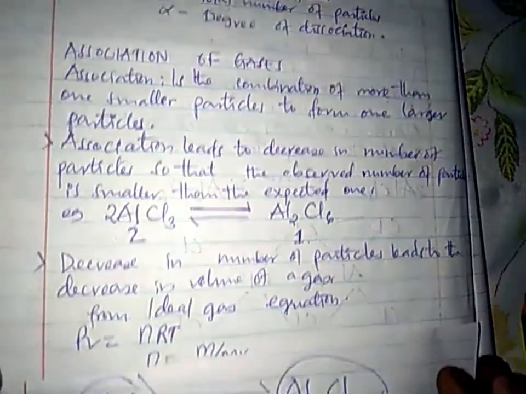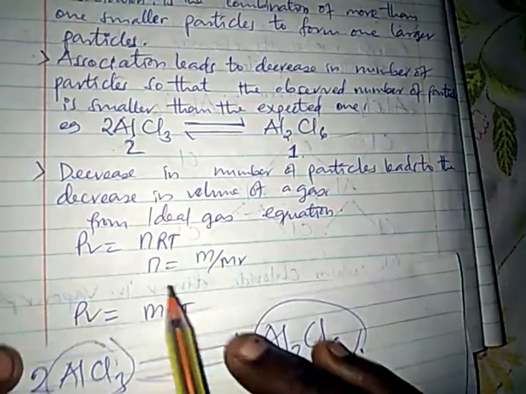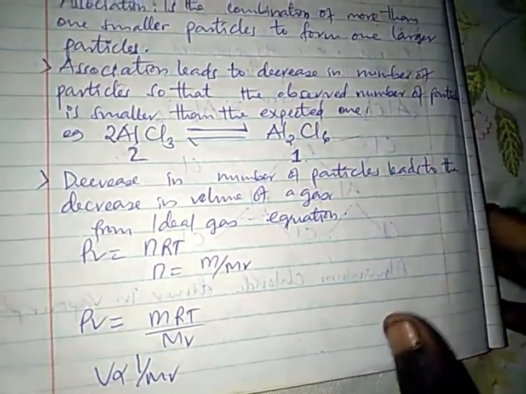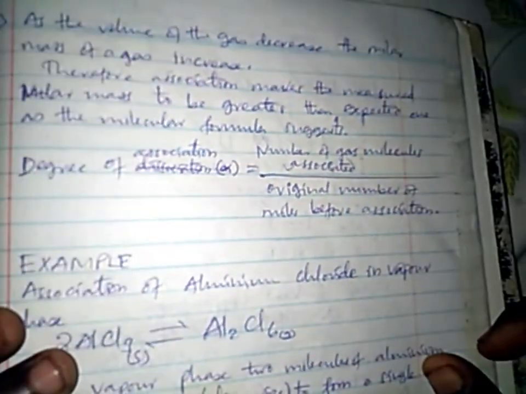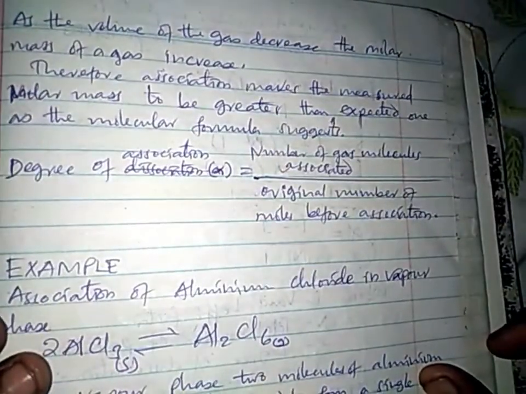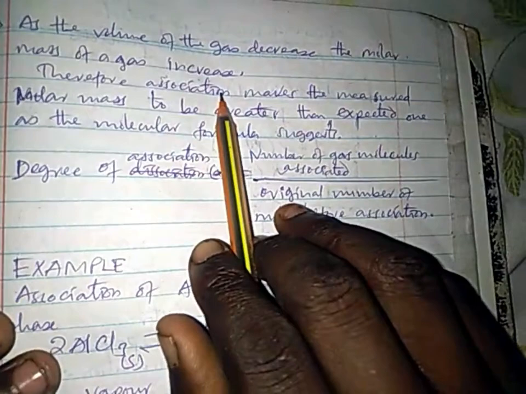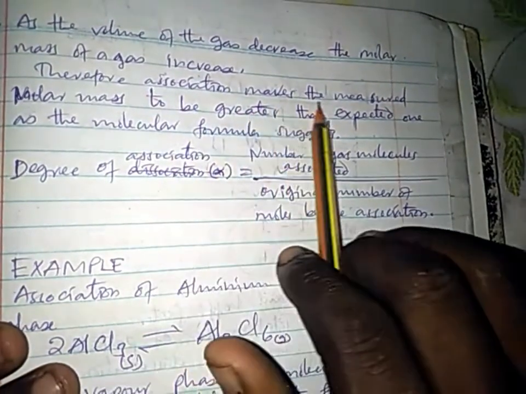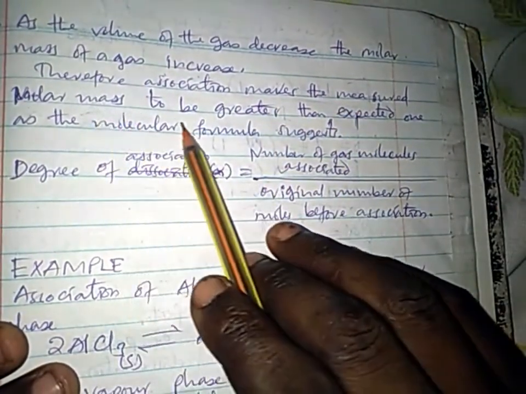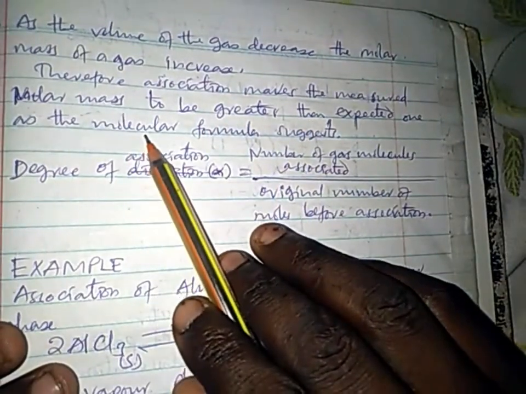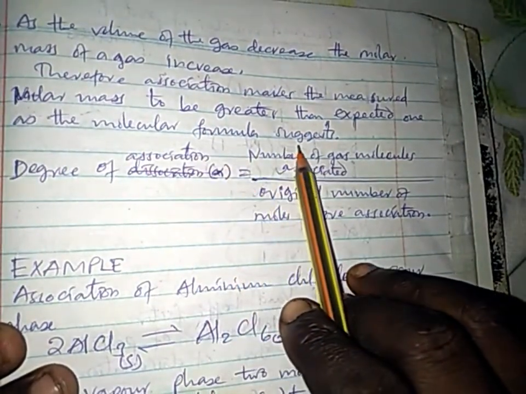So a decrease in the number of particles leads to a decrease in volume, and from the ideal gas equation, as we derived in the previous sessions, a decrease in the number of particles will lead to an increase in molar mass. So as the volume of the gas decreases, the molar mass of the gas increases. Therefore association makes the measured molar mass greater than expected, as the molecular formula suggests.